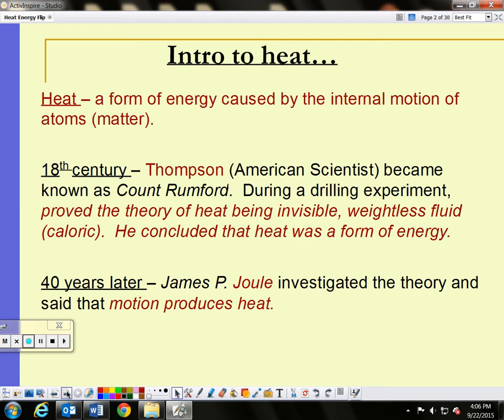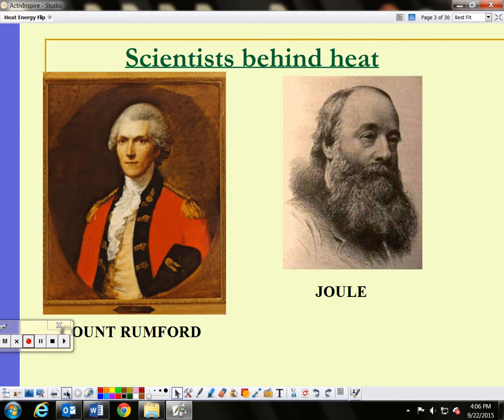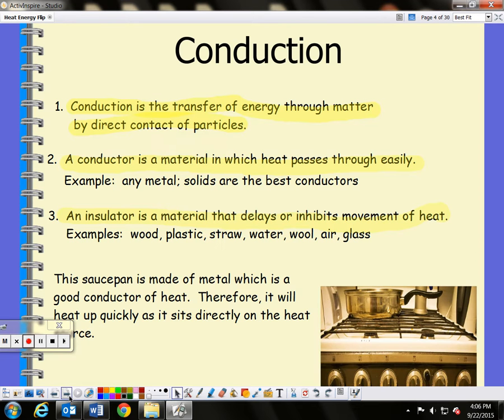40 years later, still way back in time, James P. Joule investigated the theory, and he said that motion produces heat. Anything in red, you need to have copied down. Okay, that's Count Rumford, that's Joule. Anything in yellow on the next few slides, this should just be a review for you.